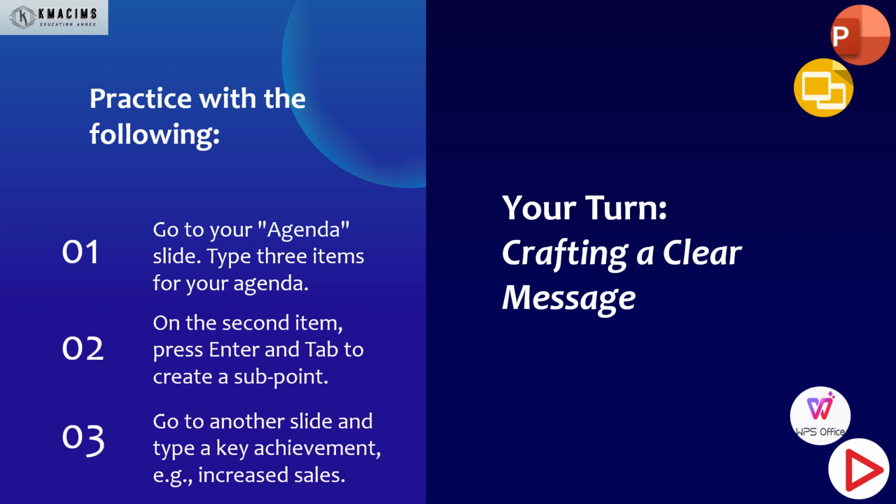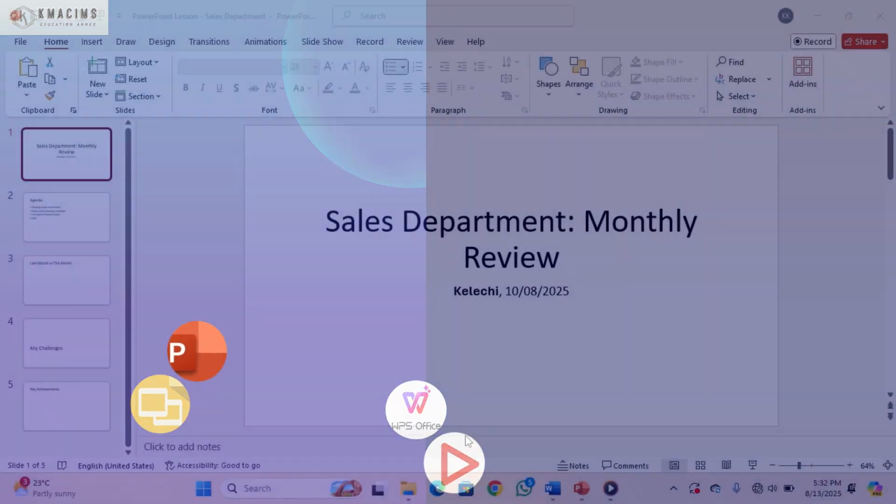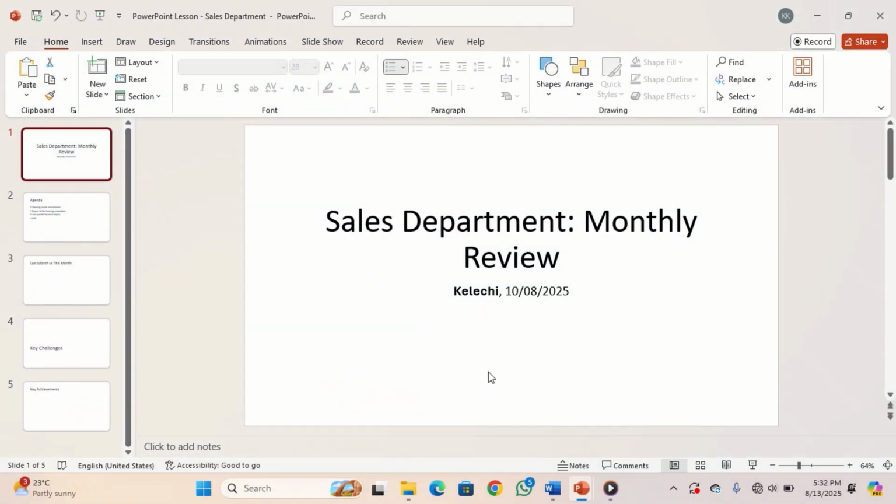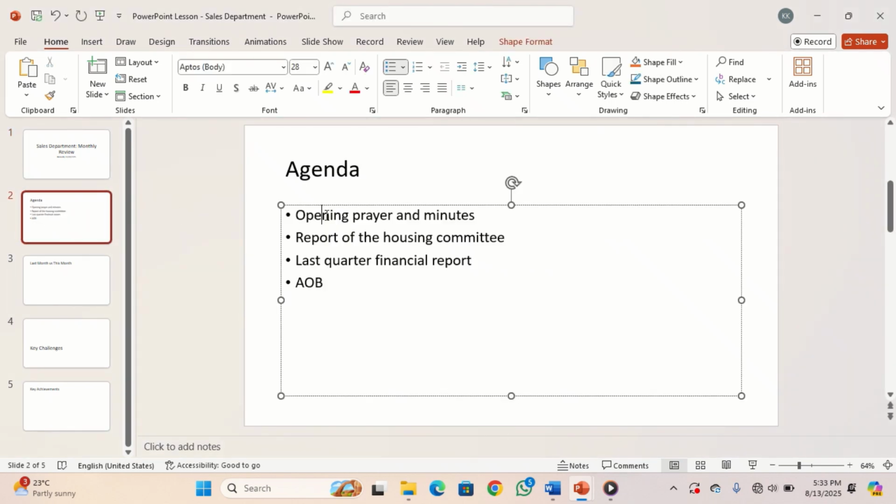Let's practice these skills in your presentation. 1. Go to your agenda slide. Type 3 items for your agenda, each as a separate bullet point. 2. Now, on the second agenda item, press enter and then tab to create a subpoint. Type details for item 2. 3. Go to another slide and type a key achievement. For example, increased sales by 15%. 4. Select that sentence. Use the Mini Toolbar that appears to make the text bold and change its color to dark blue.